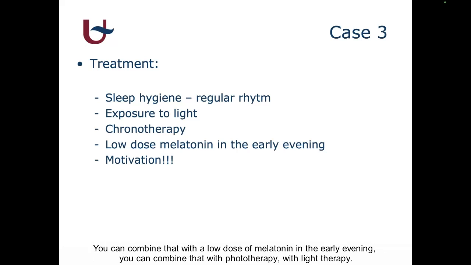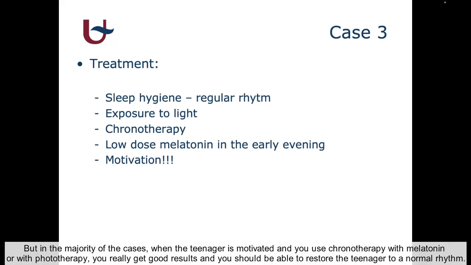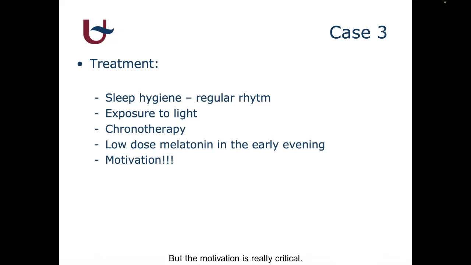You can combine that with a low dose of melatonin in the early evening. You can combine that with phototherapy, with light therapy. But in the majority of the cases, when the teenager is motivated and you use chronotherapy with melatonin or with phototherapy, you really get good results, and you should be able to restore the teenager to a normal rhythm. But the motivation is really critical.